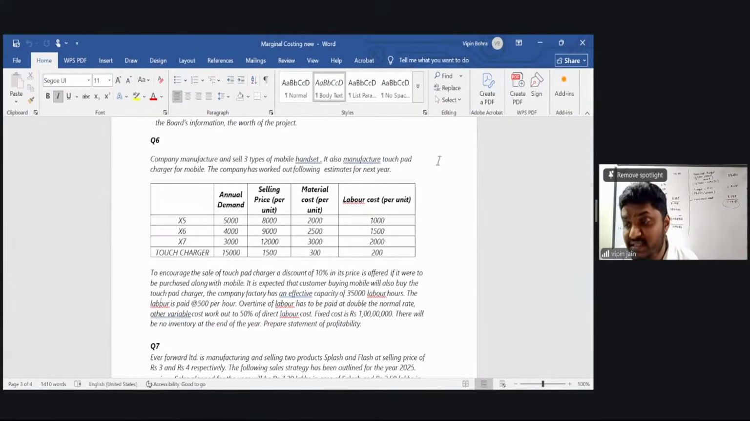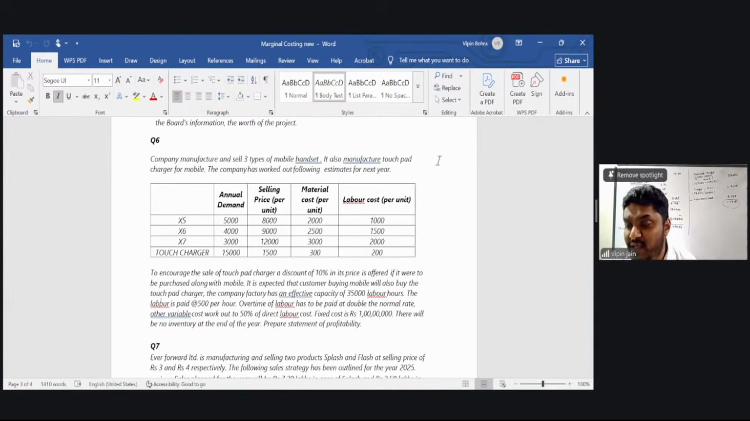To encourage the sale of touchpad chargers, a discount of 10% in its price is offered if it is purchased along with a mobile. So if you purchase touchpad chargers along with the mobile phone, you will get a 10% discount. It is expected that the customer buying the mobile will also buy the touchpad charger.